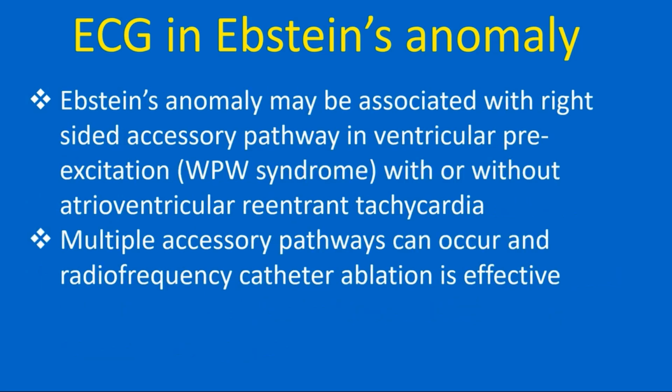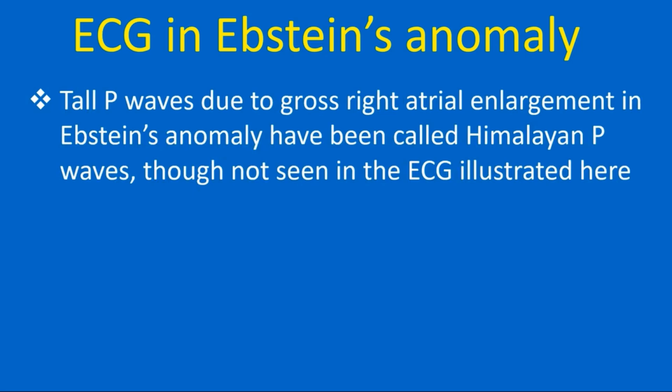Ebstein's anomaly may be associated with right-sided accessory pathway and ventricular pre-excitation, WPW syndrome, with or without atrioventricular re-entrant tachycardia. Multiple accessory pathways can occur and radiofrequency catheter ablation is effective, though sometimes challenging. Tall P waves due to gross right atrial enlargement in Ebstein's anomaly have been called Himalayan P waves, though not seen in the ECG illustrated here.